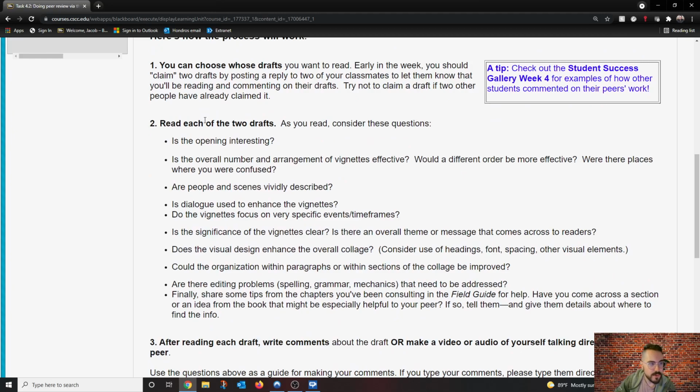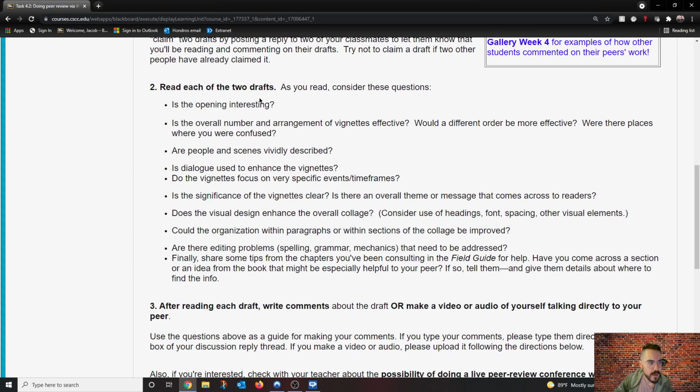For step 2, you're going to read each of the drafts. As you read, I'd like you to consider a few things. Is the opening interesting? Is the overall number and arrangements of vignettes effective? Would a different order be more effective? Were there places where you were confused? Are people and scenes vividly described?